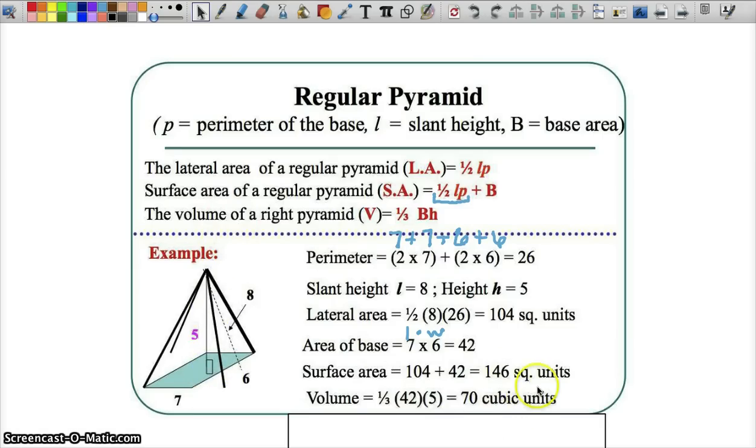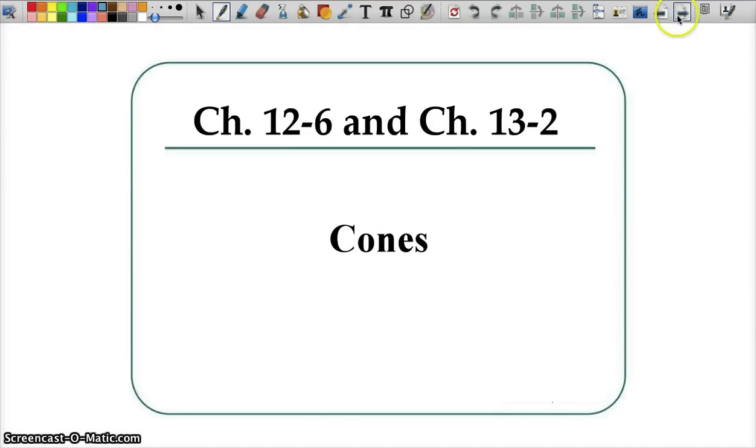And then we have cubed. Our units are cubed for volume. All area is always squared. You know, square units, it's area. Okay? Any type of area is always squared, where volume is cubed. So that's it for pyramids, really. We'll do examples in class, and now we're moving on to cones.